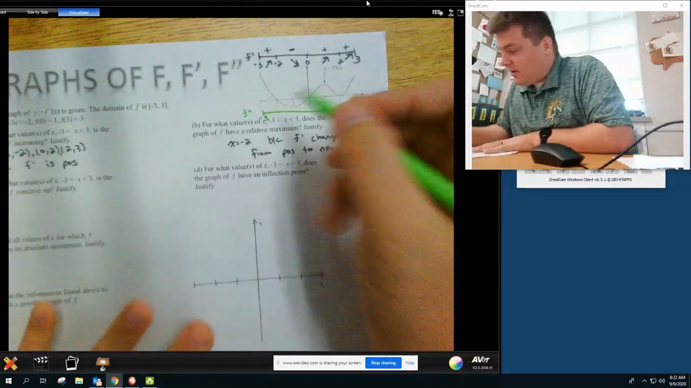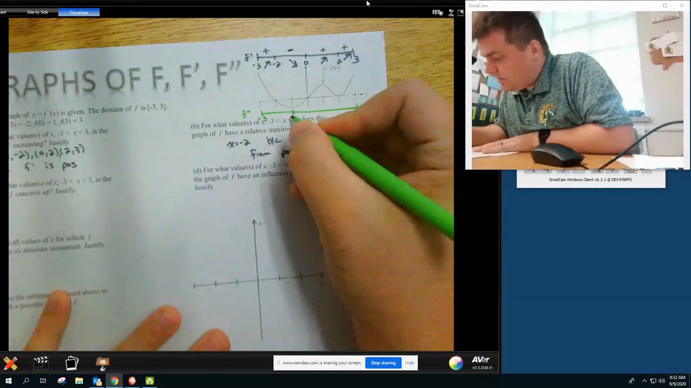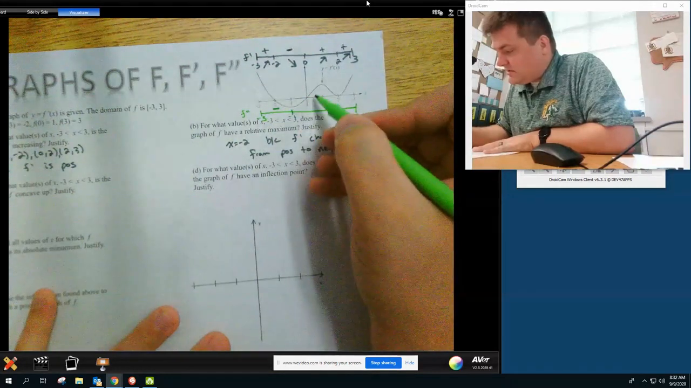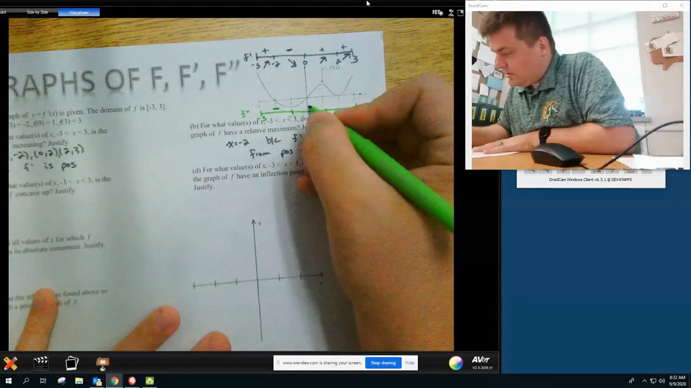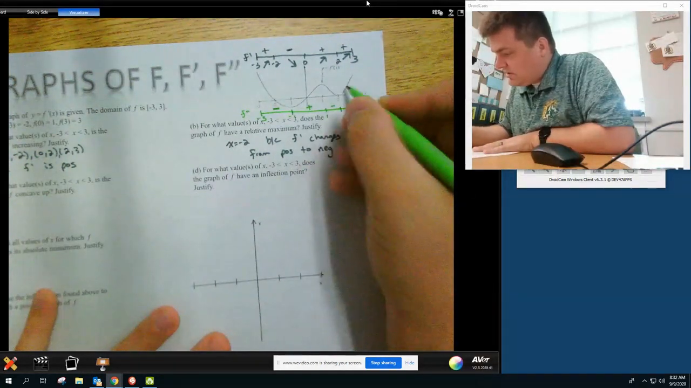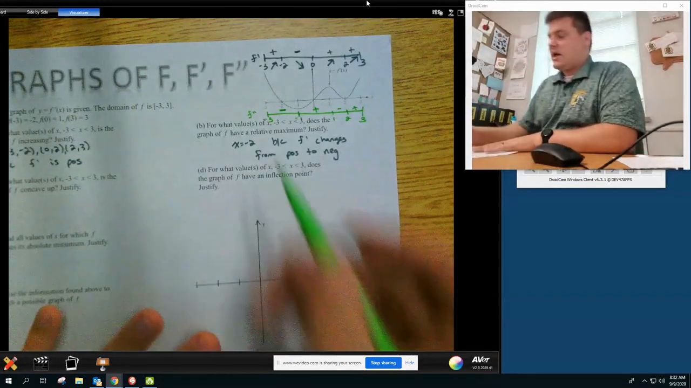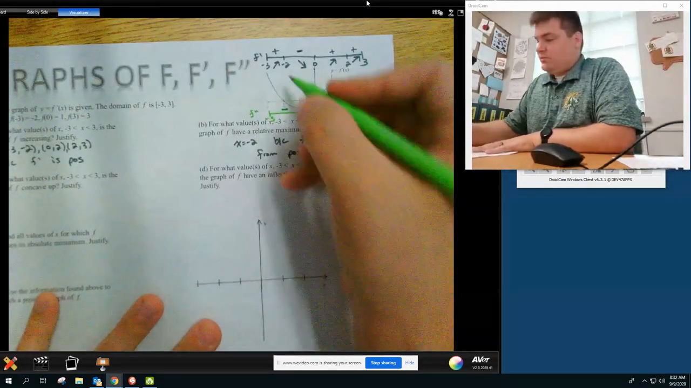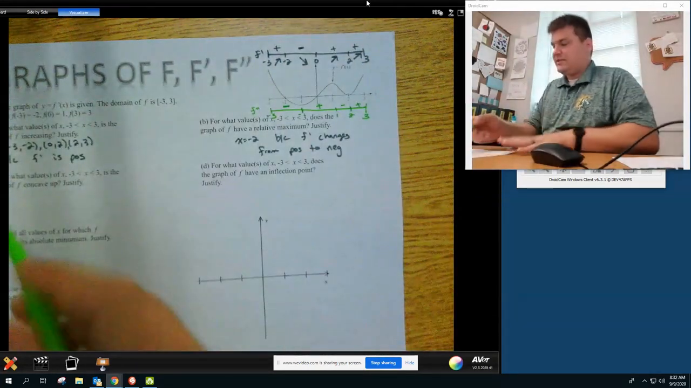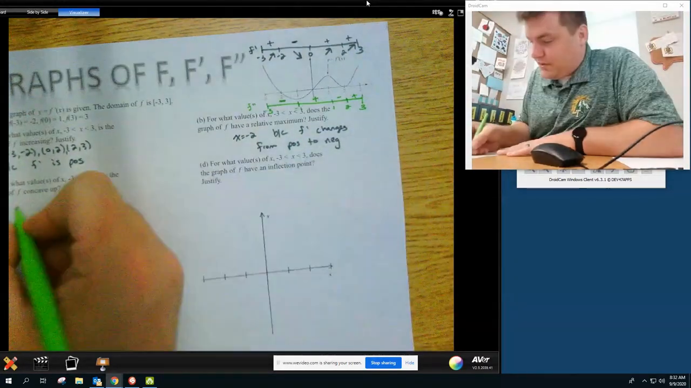My rate here is decreasing, decreasing, decreasing, decreasing. That changes at negative 1. So it's going to be a minus sign right there because it's decreasing. And then I'm increasing until 1. Then I'm decreasing until 2. Then I'm increasing until 3. So f double prime is when is my derivative decreasing or increasing? That's how I get all of that. So now let's look at this and say when is it concave up. So this is concave up between negative 1 and 1.